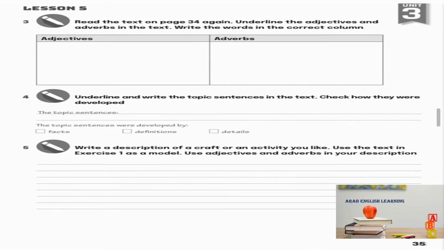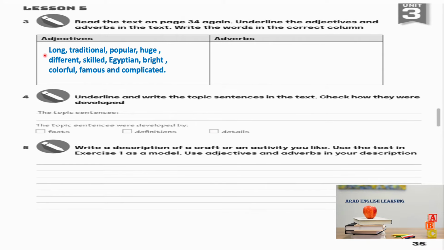Page 35, Lesson 5, Exercise 3. Read the text on page 34 again and underline the adjectives and adverbs in the text. Write the words in the correct column. Here you will write the adjectives and here you will write the adverbs. The adjectives are long, traditional, popular, huge, different, skilled, Egyptian, bright, colorful, famous, and complicated. And the adverbs were beautifully, quickly, carefully.